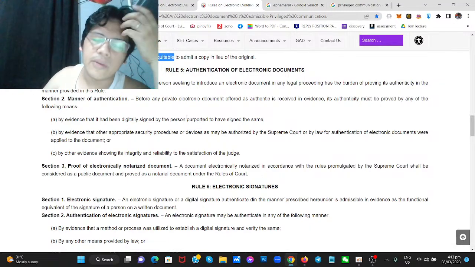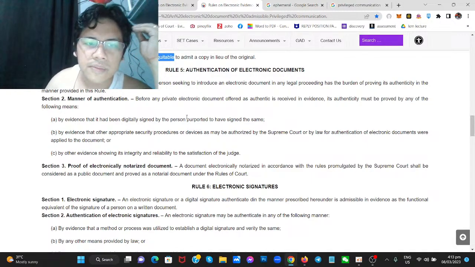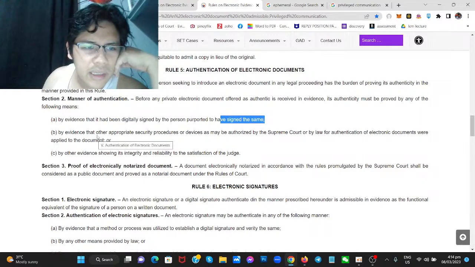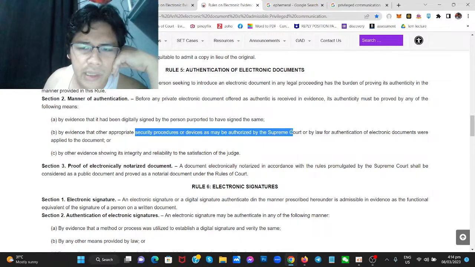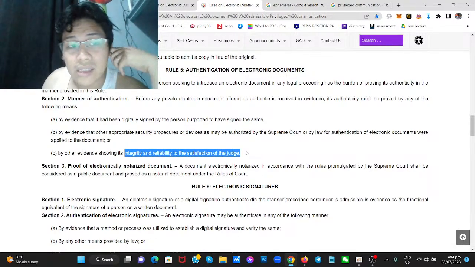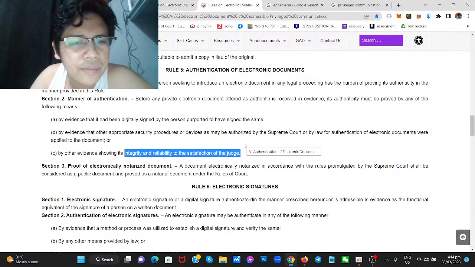For any private electronic document offered as authentic and received in evidence, its authenticity must be proved by any of the following means. Number one, by evidence that it had been digitally signed by the person purported to have signed the same. Number two, by evidence that other appropriate security procedures as authorized by the court or by law were applied to the document, and by other evidence showing its integrity and reliability to the satisfaction of the judge. So it's a discretion of the judge to honor it.